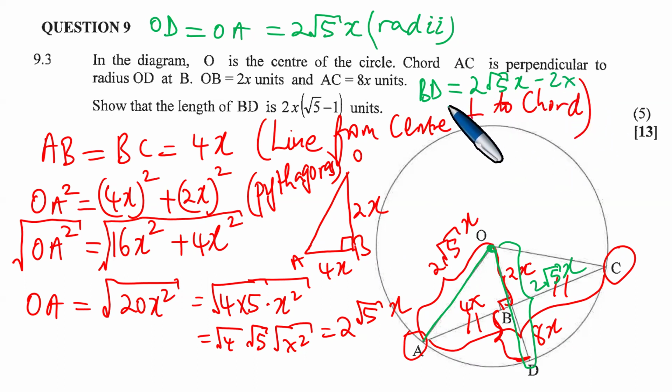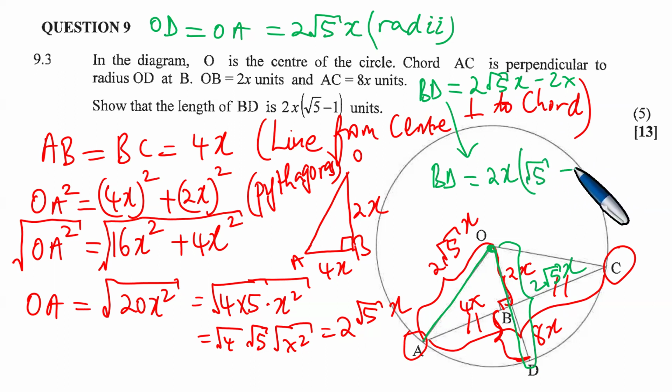Like that. And what is this? This means that BD is equal to, what common factor are we able to pick from this? We can pick out the common factor 2x. And therefore, if you pick out 2x, it is the square root of 5 minus 1. Square root of 5 minus 1 units. Okay, and this here is the answer. So we have been able to show that the length of BD is 2x, open bracket, the square root of 5 minus 1.